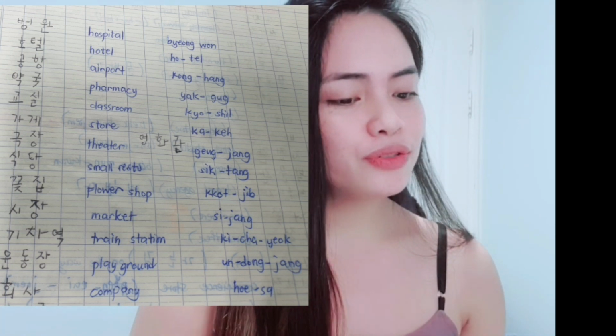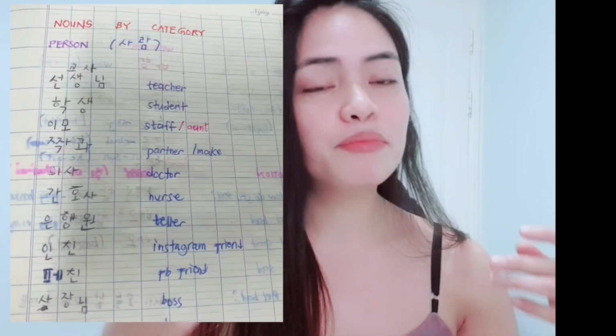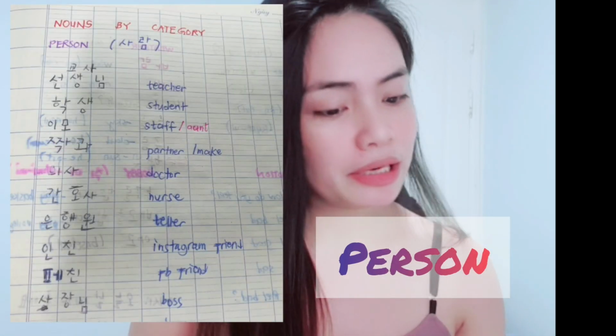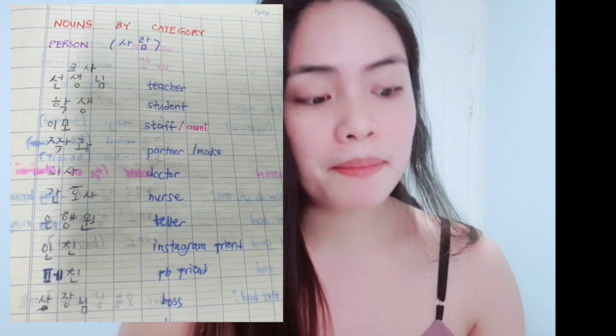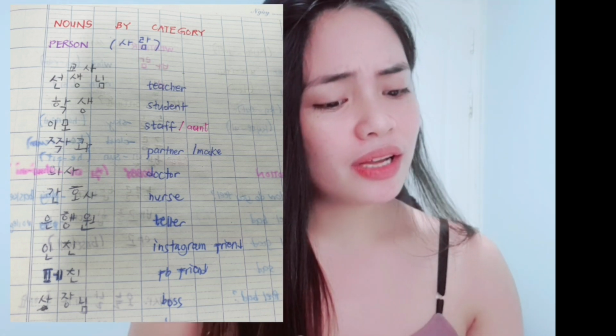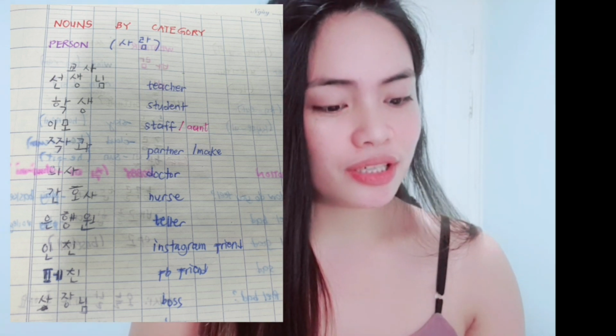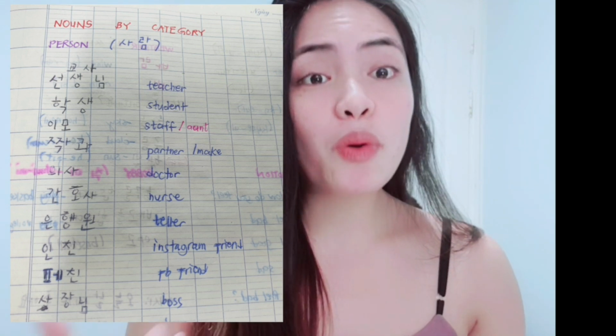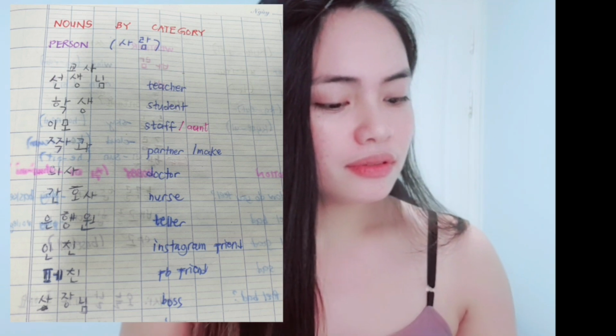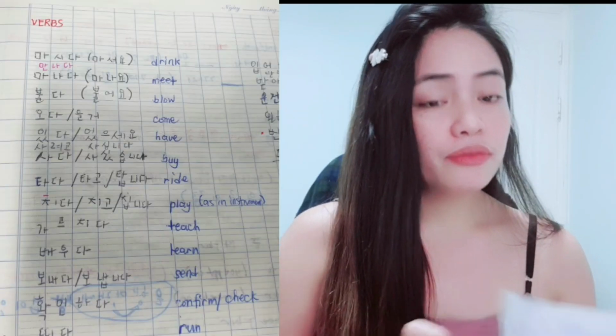Then you have to also learn about person vocabulary. So in here I categorize person or 사람. So we have 선생님, teacher, 학생, student, 이모, staff, then so on. Basic person vocabulary. You can also see in my notes about verbs.